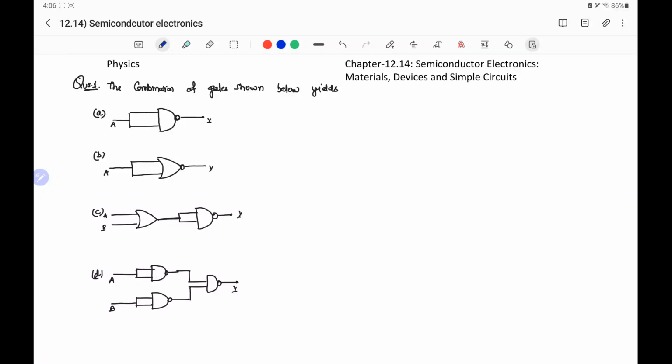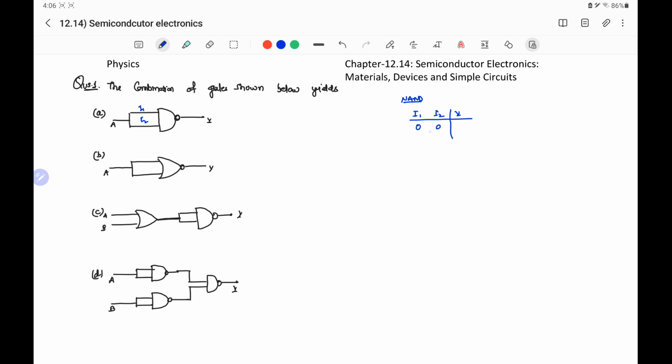First question is the combination of the gates shown below yields. First part shows a NAND gate where both input terminals I1 and I2 are connected to terminal A. The truth table for a NAND gate, we know that inputs are I1 and I2 and output is Y.